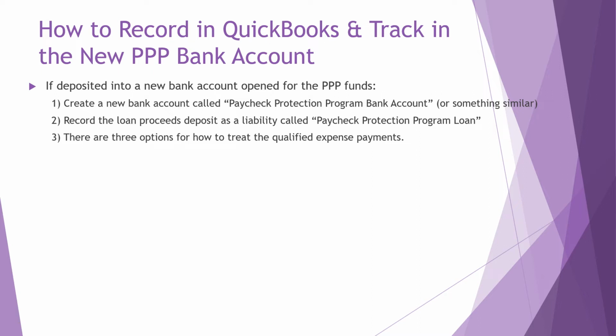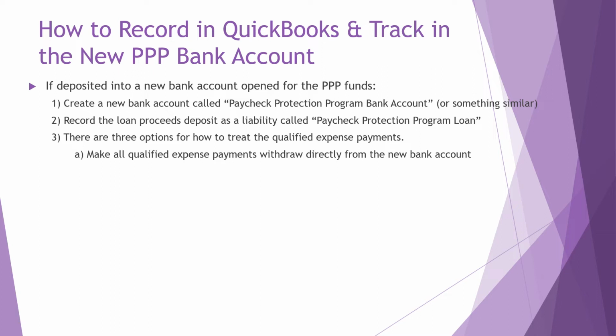And I don't necessarily see one as being better than the others. There's some pros and cons to each one. So one option you have is to make all of your qualified expense payments withdraw directly from your new bank account. So that would mean going to your payroll processor and having them withdraw payroll out of the PPP bank account, as well as for utility payments, or if you've got mortgage payments coming out, rent payments. So the potential issue you have here is not all of those payments are going to qualify.